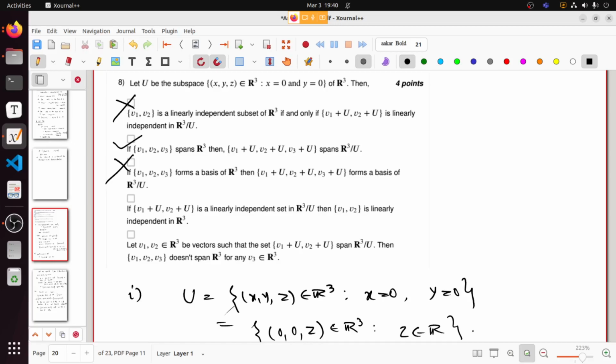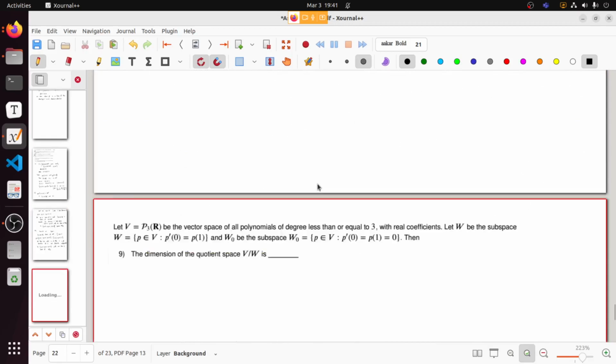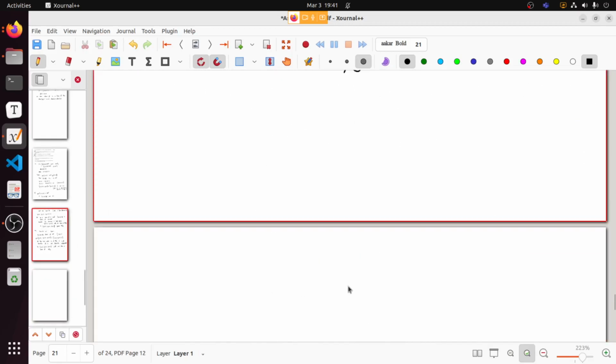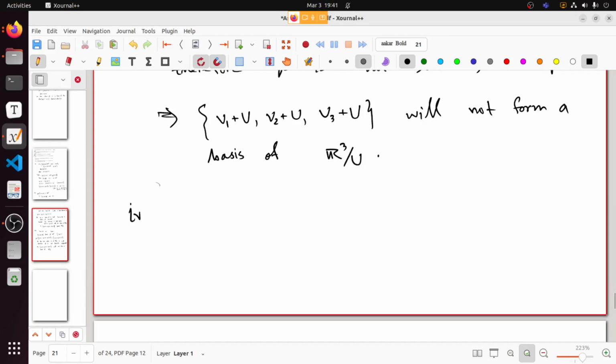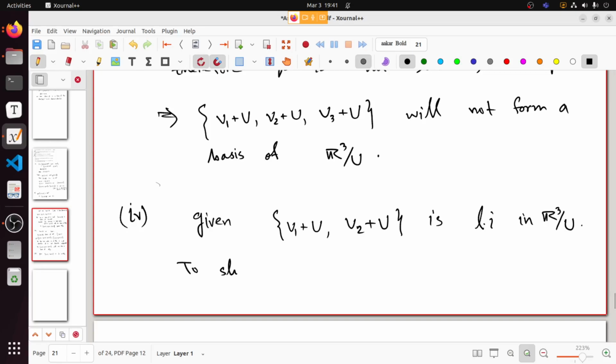Now let's check the option number 4. If V1 plus U and V2 plus U is a linearly independent subset of R3 mod U, then V1, V2 is linearly independent. Okay, so let's check this. Option number 4. So given V1 plus U and V2 plus U is linearly independent in R3 mod U, what you have to show is V1 comma V2 is linearly independent in R3.